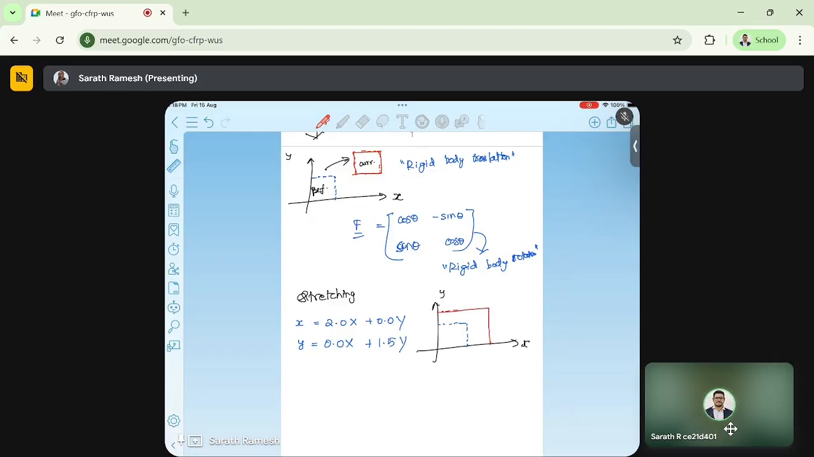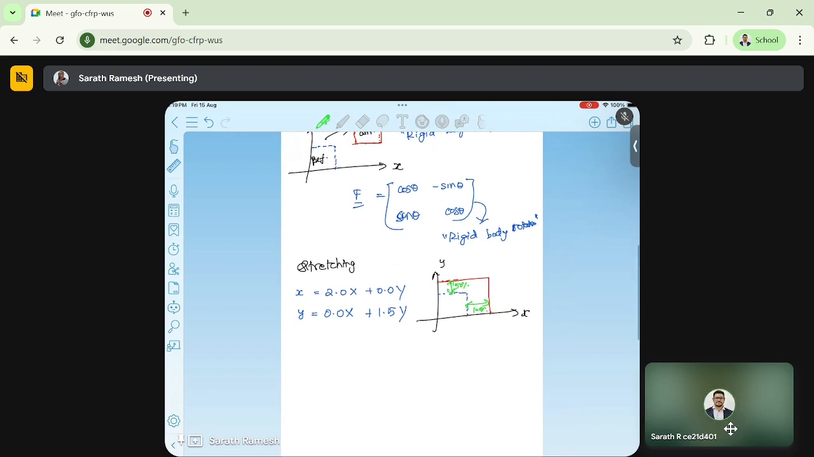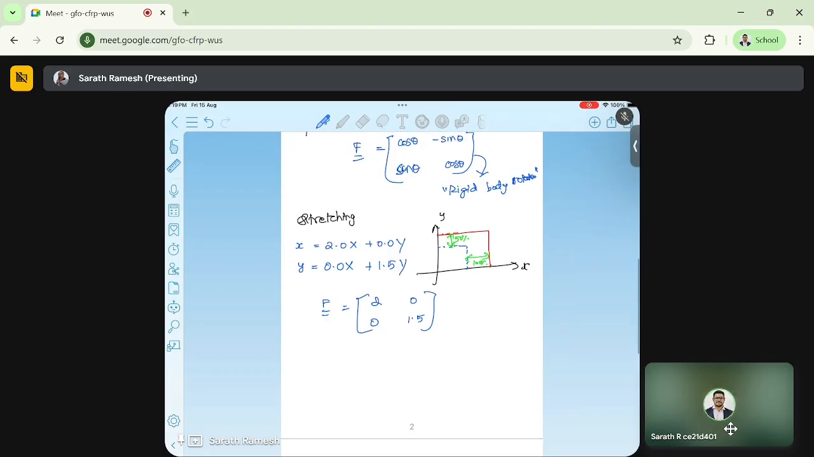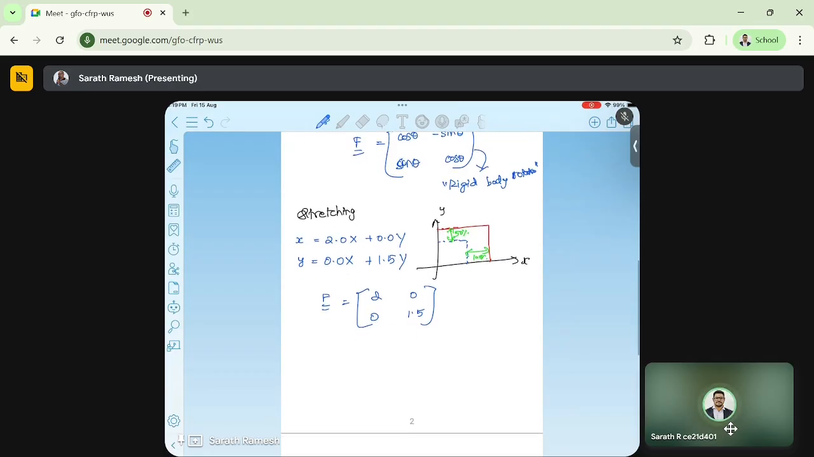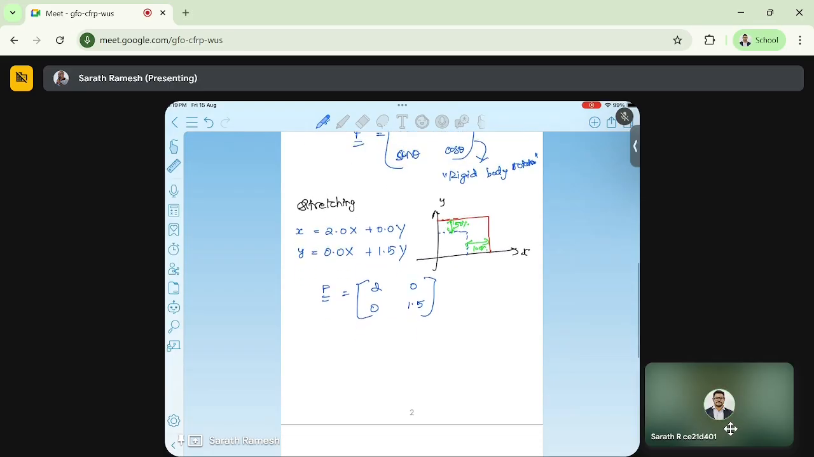This is 100%, this is 50%, right? This is 50% stretch, this is 100% stretch. So this is pure stretching. Suppose I want to write the deformation gradient F for this, how will it be? So F is equal to 2, 0, 0, 1.5. See, this is a constant, right? Fine, it's a homogeneous deformation.